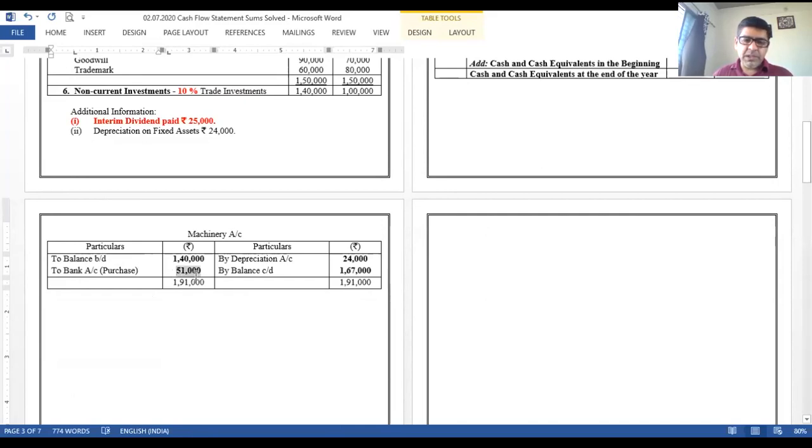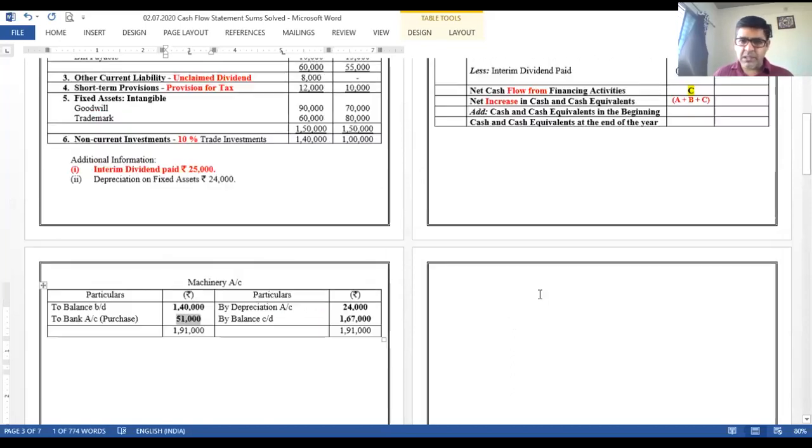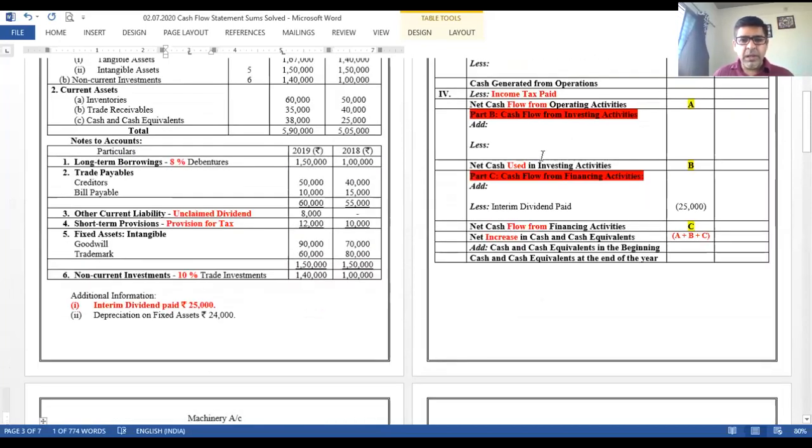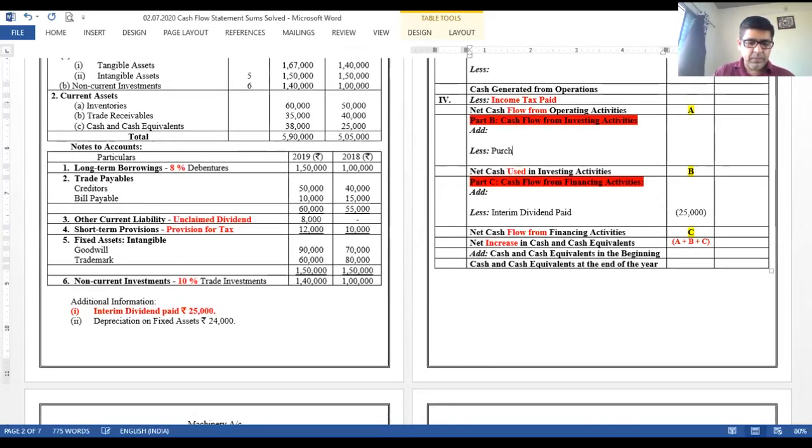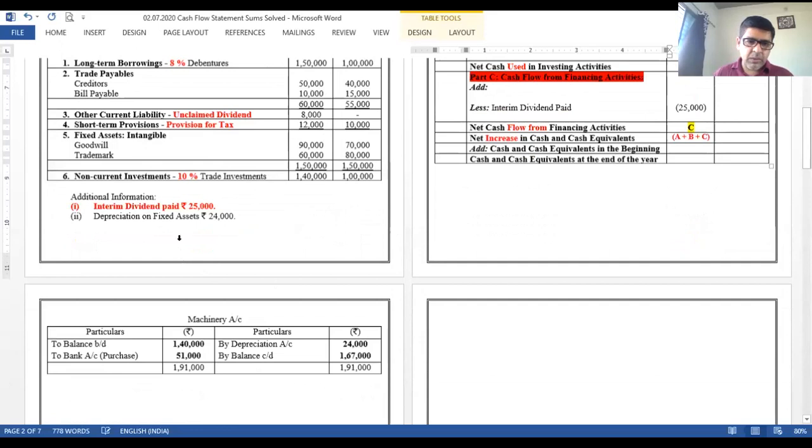Now this 51,000 on the debit side in the machinery account will be for purchase, to bank account, purchase of machinery. The second effect of this: we are purchasing an asset, so it has to be an outflow, and machinery is a fixed asset, so it has to come to investing activity. I'll have to write over there purchase of machinery, and the amount has to be deducted. It was 51,000. So we are done with the account.